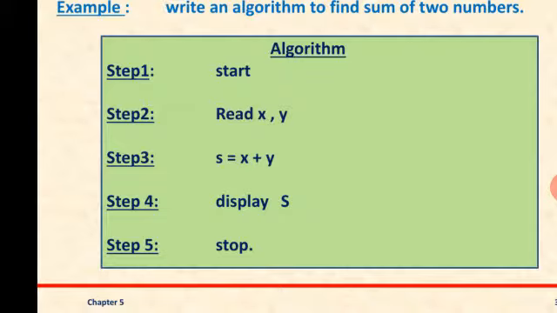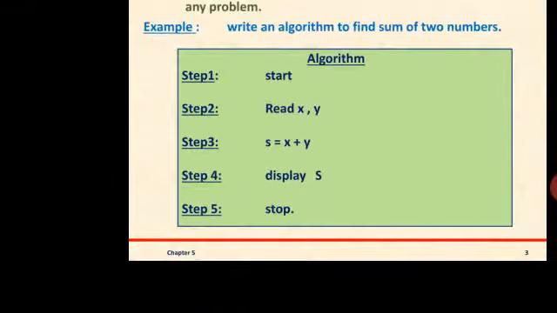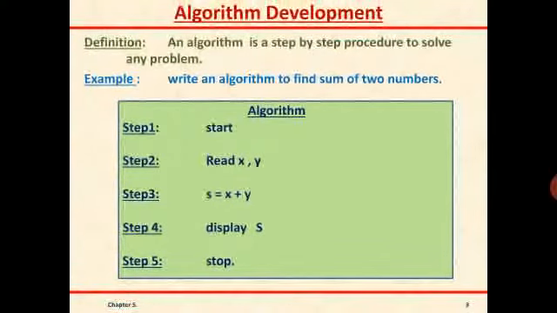So understand students, whenever we write an algorithm, we must follow these steps. We have to give the heading, then we have to begin with the steps, then we should start, we should stop at the end, in between we have to understand the input, then we have to calculate, then we have to display the result. All these steps should be followed to write any algorithm. This is our first example. Now let me show you the second example.